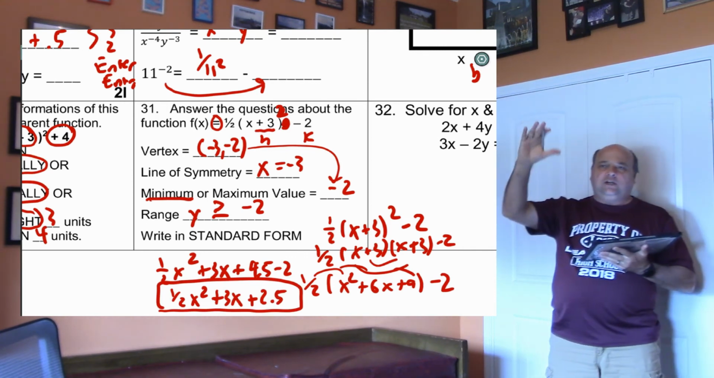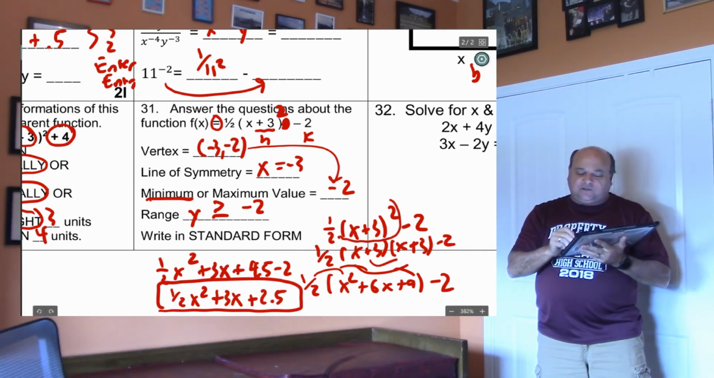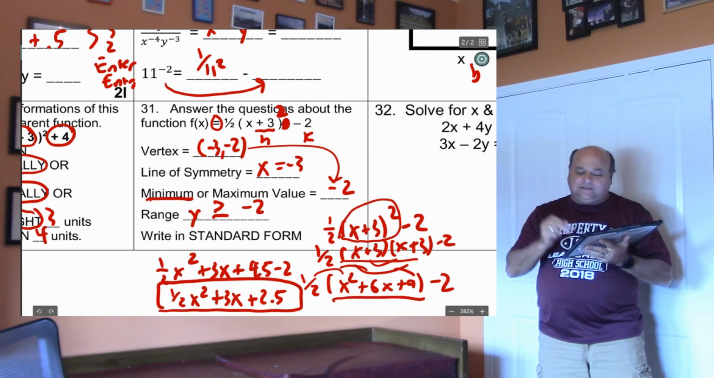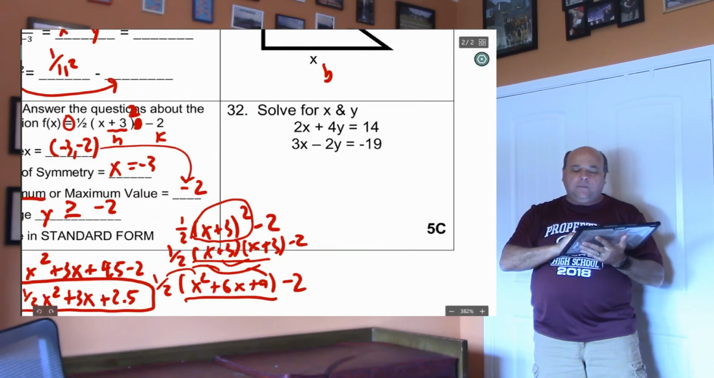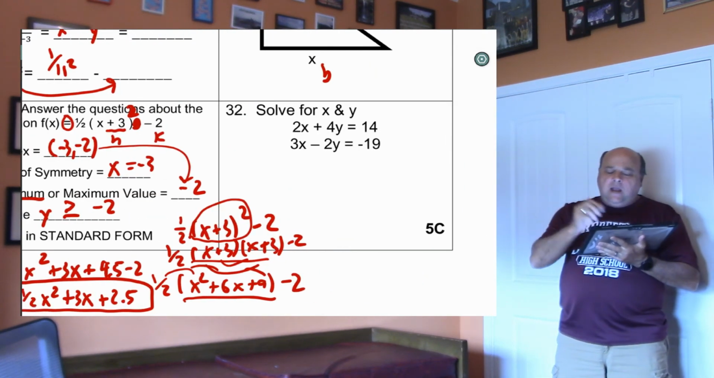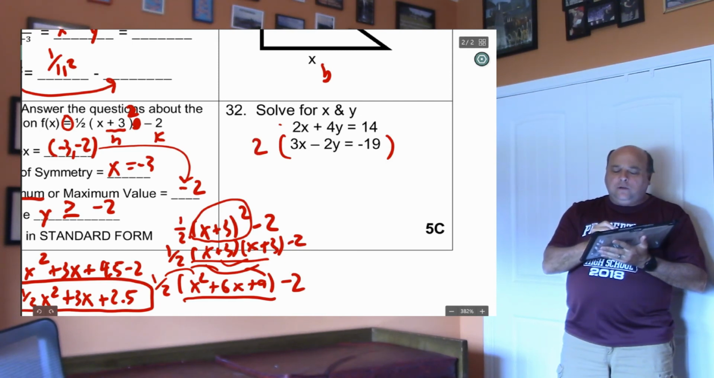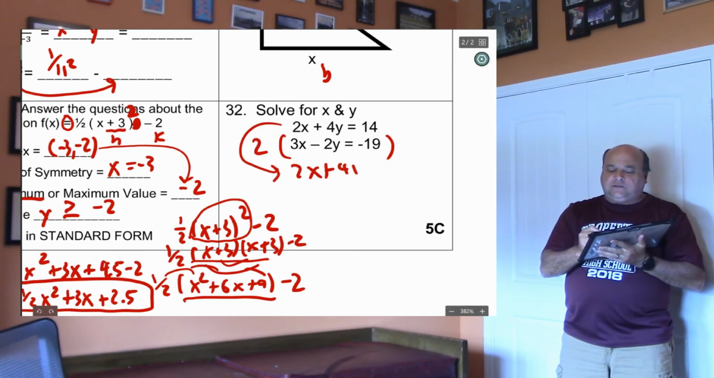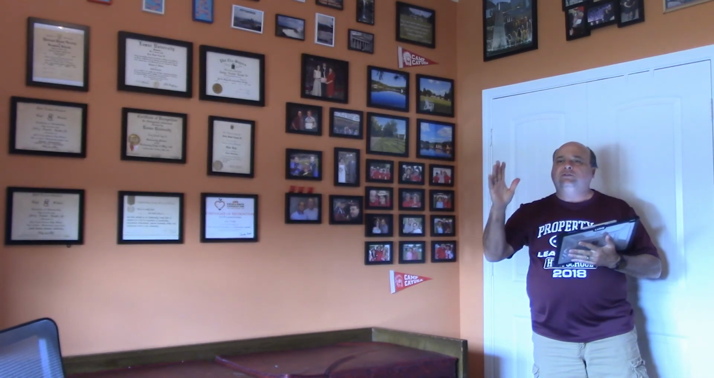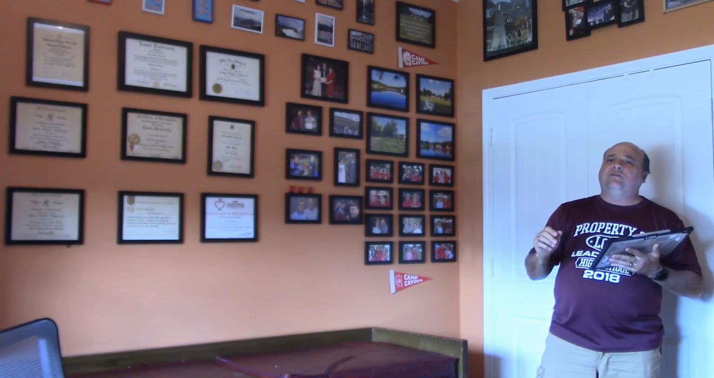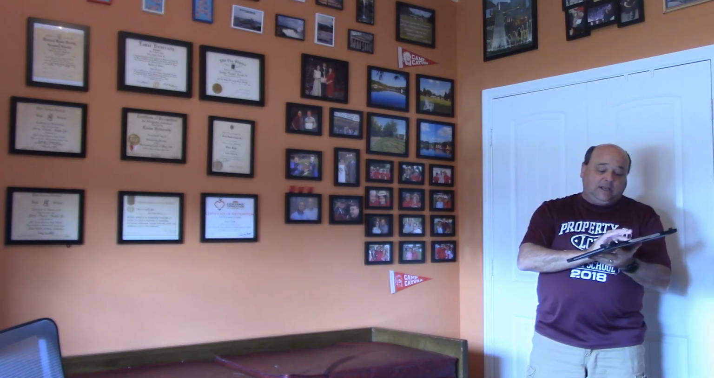Got to be able to go from vertex to standard, and the key is this right here. You got to be able to do this and get that. So I would just square, square, multiply, double. That's the easiest way. And then on number 32, I would multiply the bottom one by 2, and that's going to eliminate your x. So you would get 6x minus 4y equals negative 38. And then you're going to add and go straight down, and your y's would eliminate. Got to be able to substitute and eliminate systems without a calculator. If you can't do that, seriously think about not going into pre-AP geometry next year.